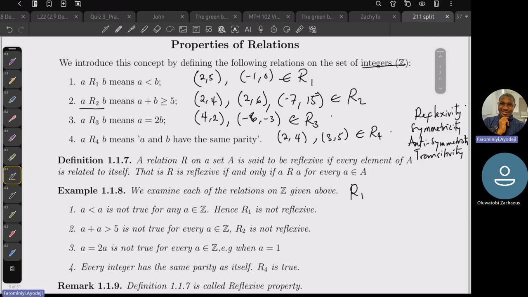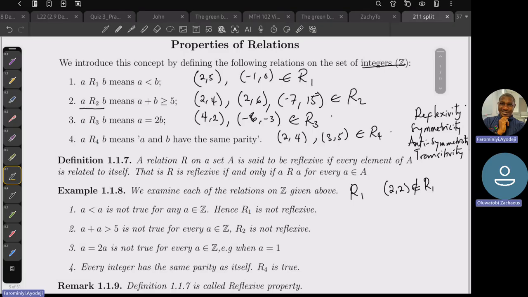you have to show that you have to argue that A comma A is not related to A. So not 2 and negative 1, but you have to show that 2 comma 2 is not in R1. Do you agree that 2 comma 2 is not in R1? Yes, sir. So why is 2 comma 2 not in R1? Because 2 is not less than 2.